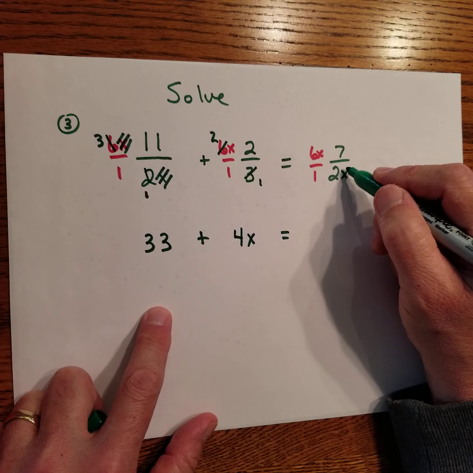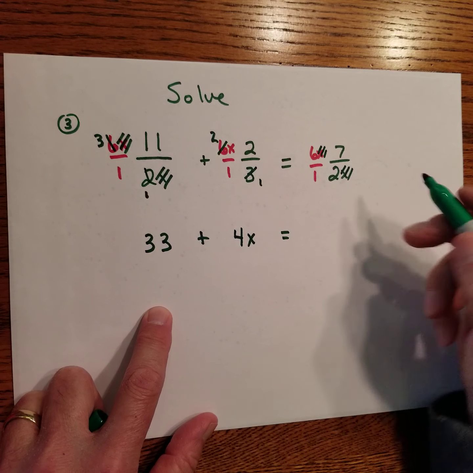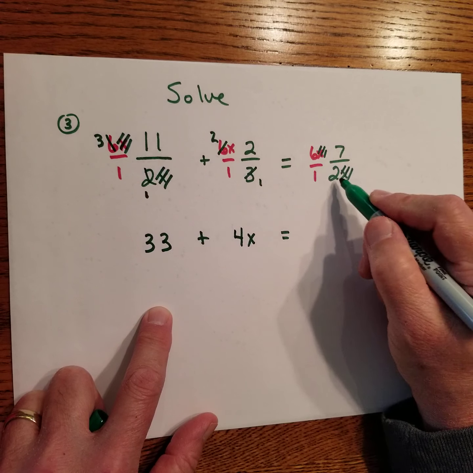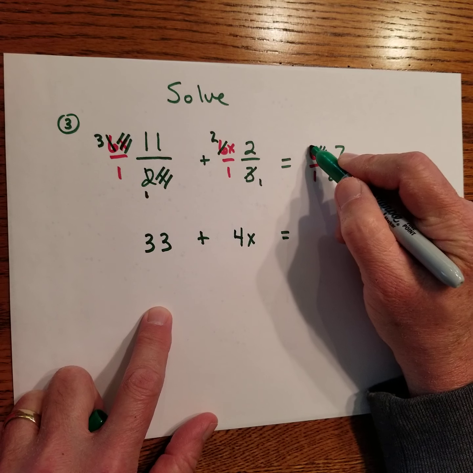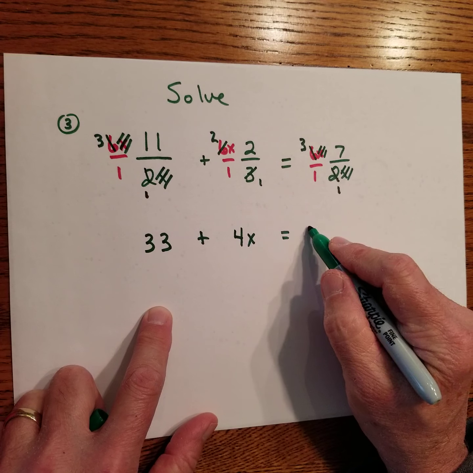When I multiply here, the x in the bottom cancels the x in the top, and I can still reduce the 2 and the 6. Divide by 2, divide by 2, leaving 3 times 7.